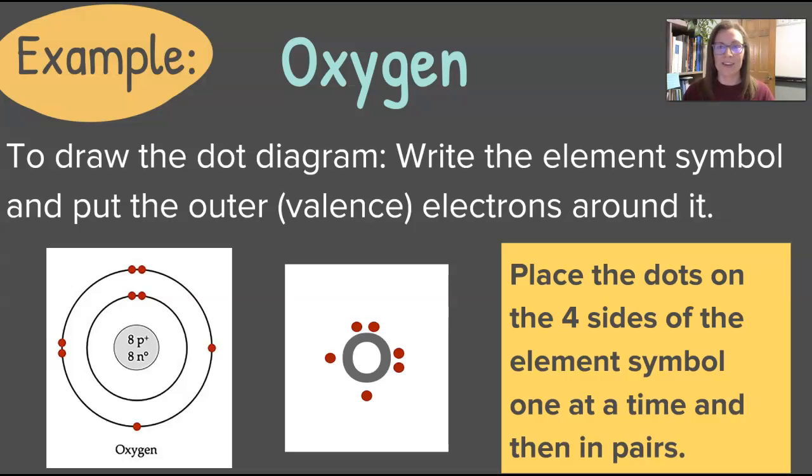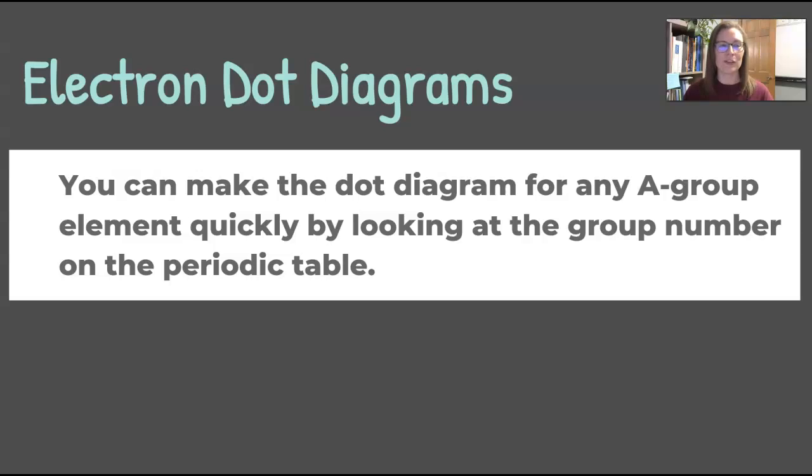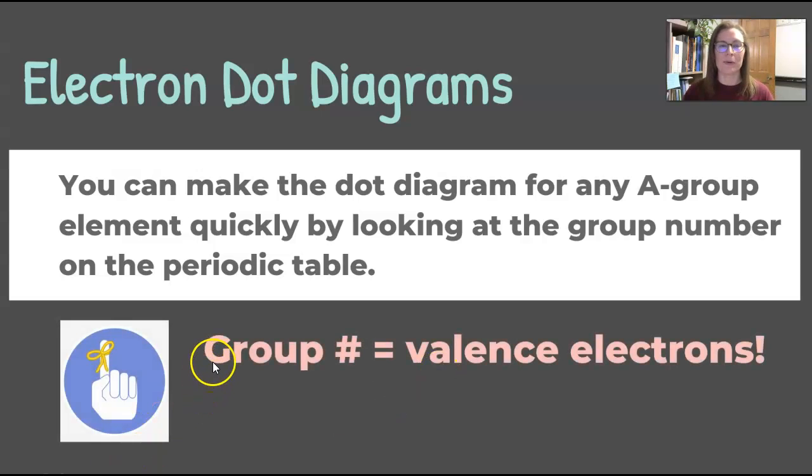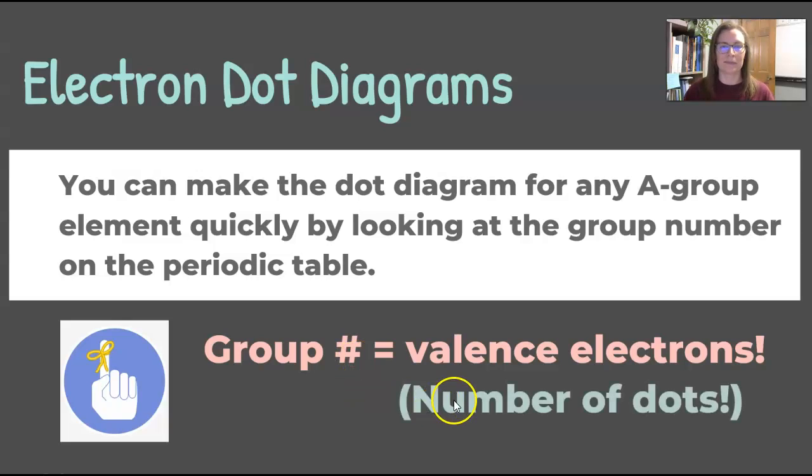It gets even easier than this though. You can make the dot diagram for any A group element quickly and easily just by looking at the periodic table and the group number above those columns. Remember that the group number will tell you how many valence electrons each element in that column has. That's going to be your number of dots. So let's take a look at some examples.